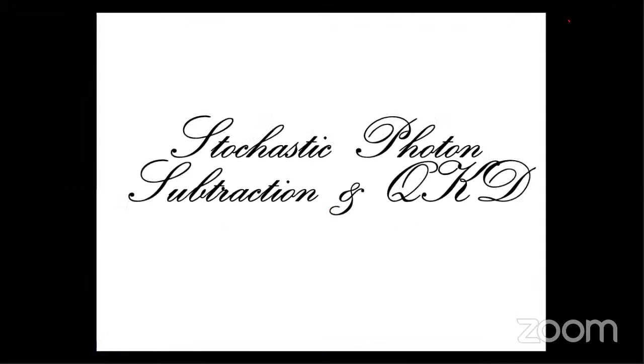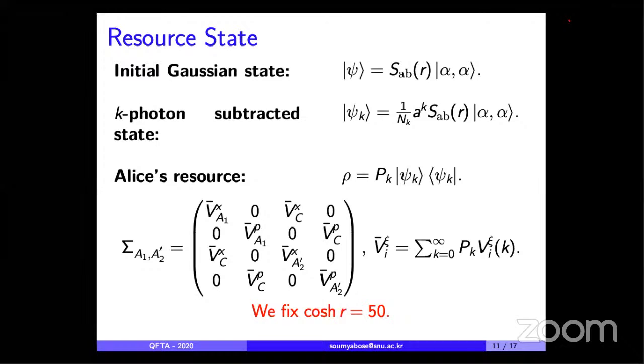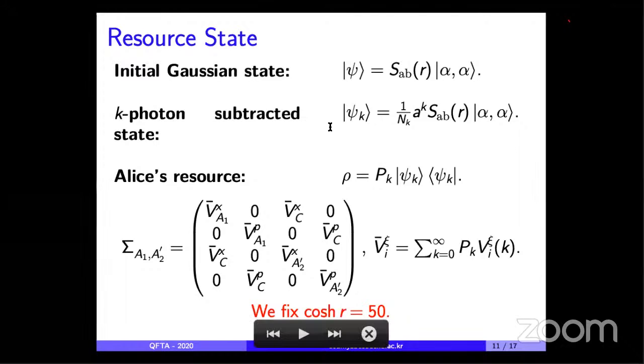Now coming back to the present work. Initially, as I said, we use this photon subtracted state. Say we consider a two-mode squeeze. Another point: in the previous works, people consider two-mode squeezed vacuum. In our previous work, we changed it to a squeezed coherent state, and we found a good increase in the length, but still the key rate was low.